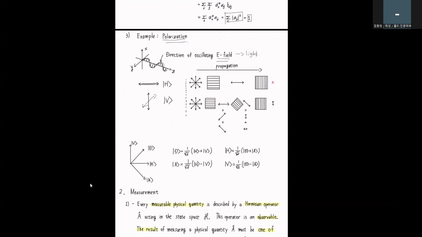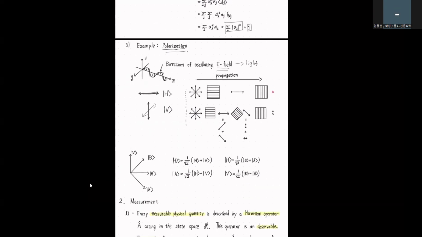So let's say I have unpolarized light, which means it wiggles in every direction equally, and it passes through this horizontal polarizer. This only passes through light that's going in the horizontal direction, that's polarized horizontally. So the result would be horizontally polarized light. Now, if I were to try to pass this through a vertical polarizer, I would get no light at the end.